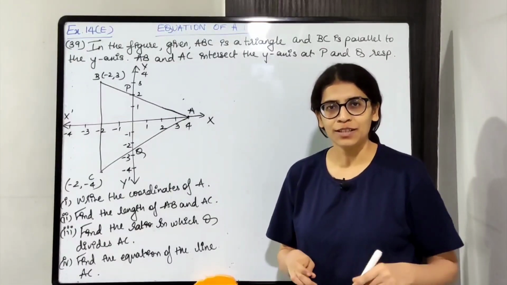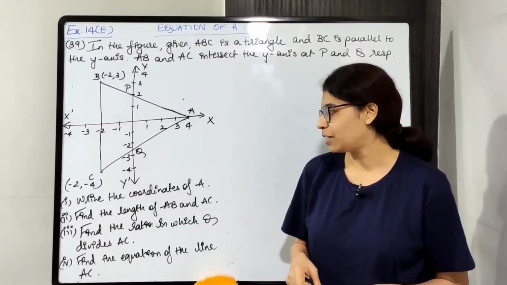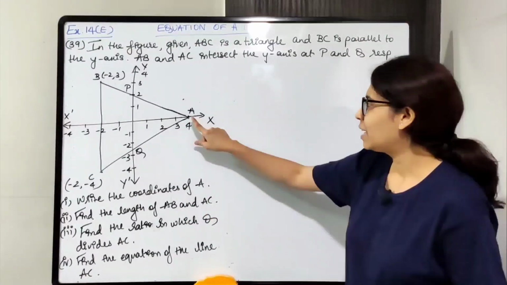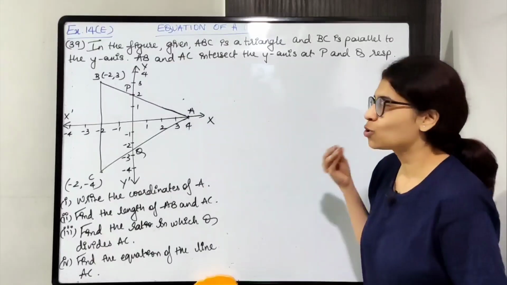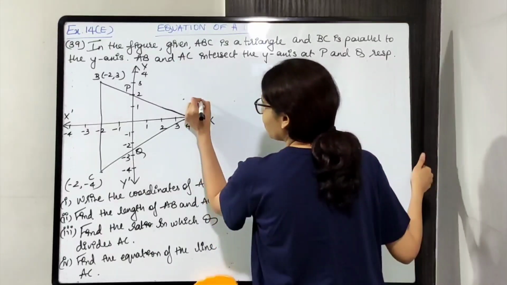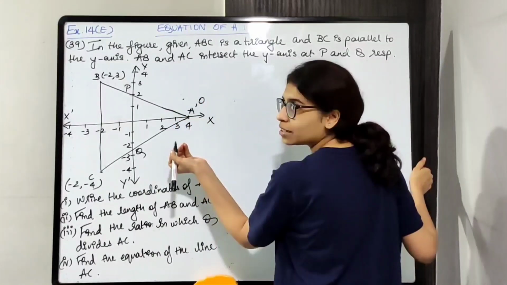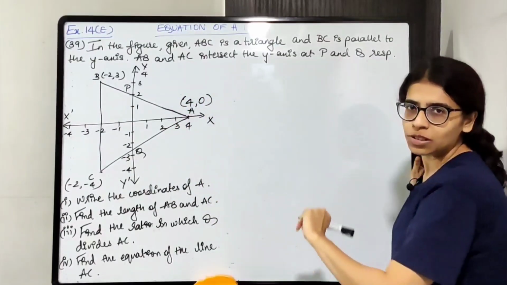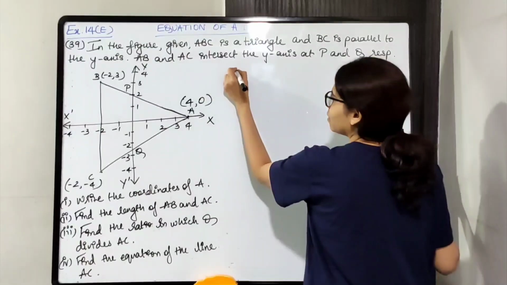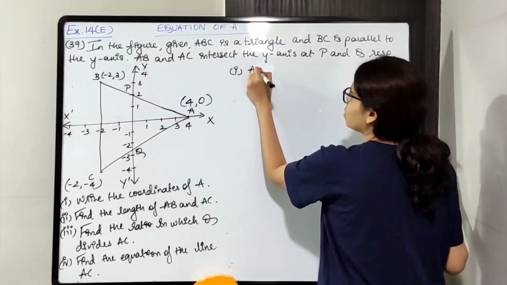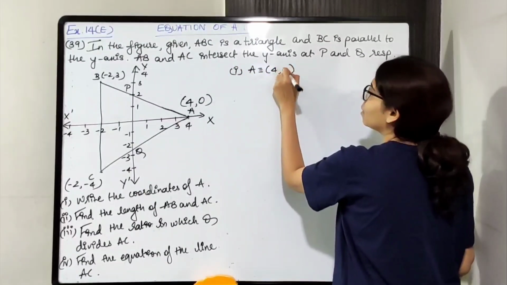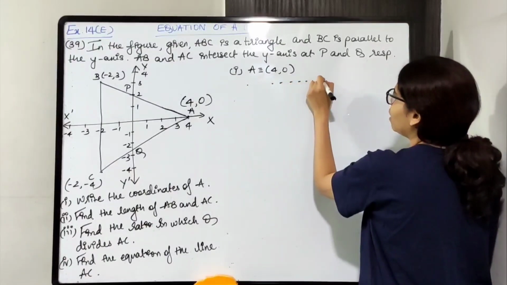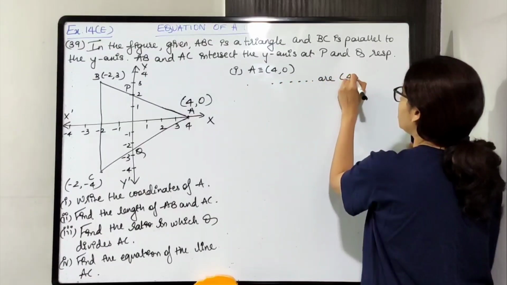We are given the figure, so let's see what we have to find first. Coordinates of A. बहुत easy है. A lies on x axis, so y coordinate 0 हो जाएगा and x coordinate is 4. So 4, 0 are the coordinates of A. Write down A is 4, 0 and also write down the statement. The coordinates of A are 4, 0.